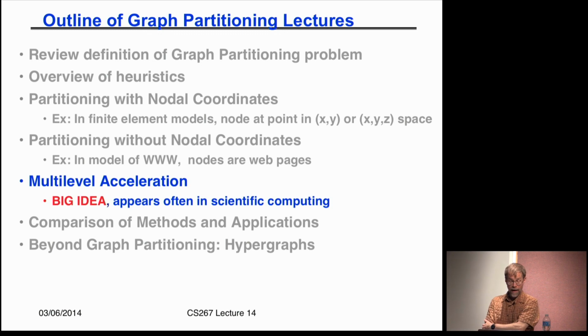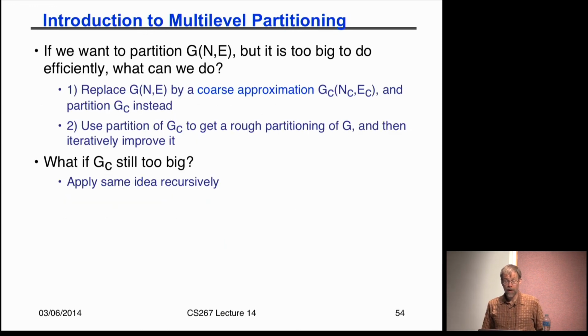I won't be able to finish multi-level acceleration, but let me at least begin it and find a good stopping point. So I want to partition the graph, and I've given you a lot of algorithms for doing that, but it's too big. If I were to try to run spectral bisection, I would have to do so many sparse matrix vector multiplies on the original large graph, it wouldn't be worth it. Or if I'm doing Kernighan-Lin, even though it's proportional to the number of edges, it's just too expensive. So here's the idea.